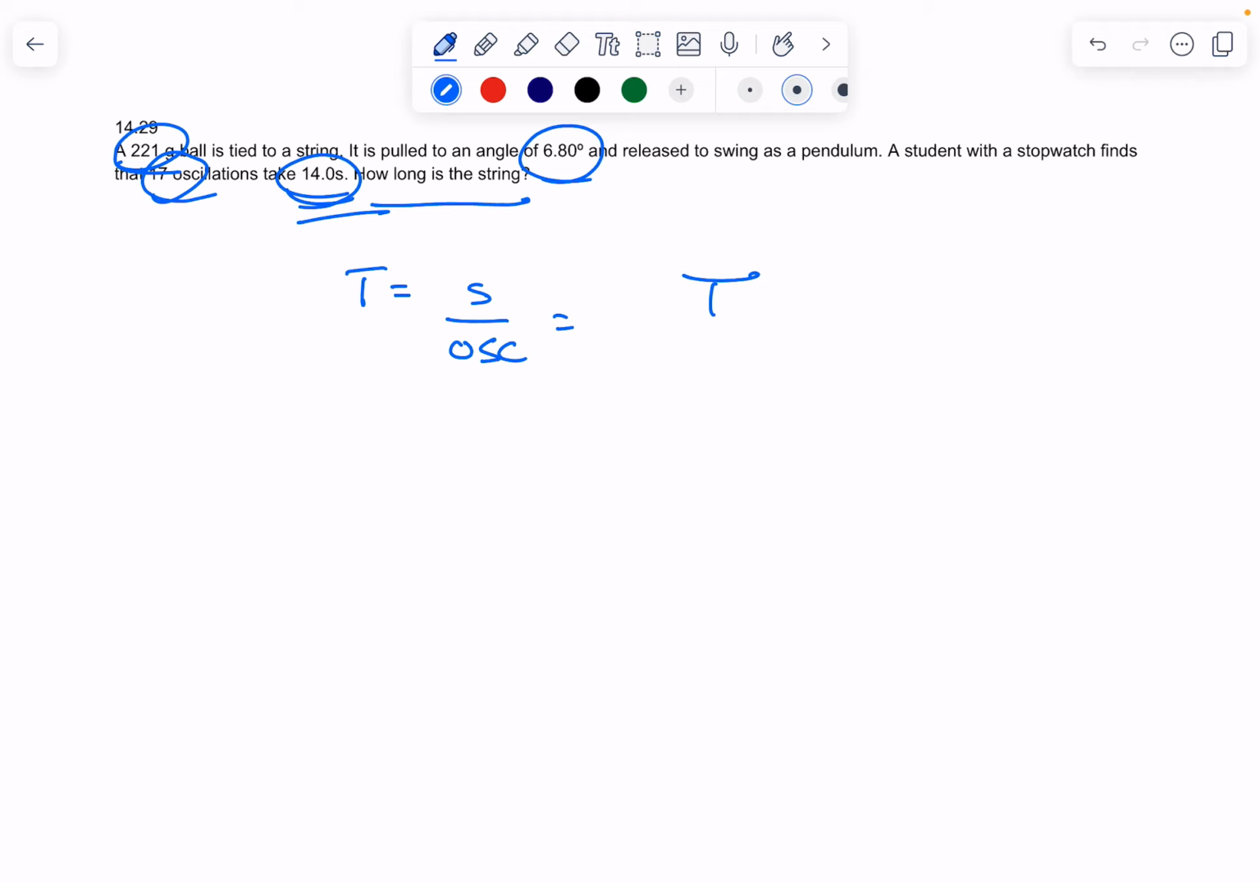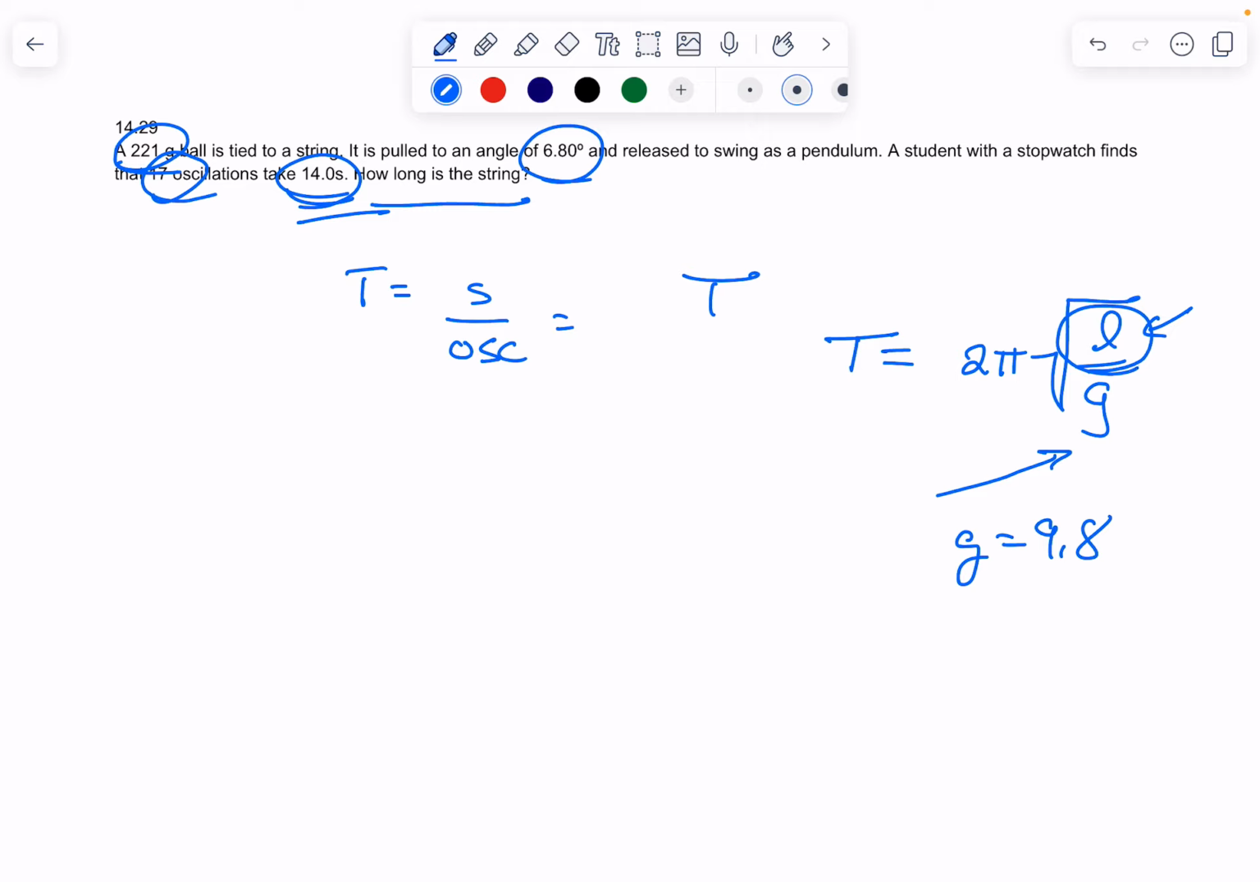So if you look at your equation sheet that has the list of all the equations, the key equation is T, the period, is equal to 2 pi, the square root of L over G. You're solving for L. Now don't forget G stands for the acceleration of gravity. You're on the Earth, so G is 9.8. So you're solving for L. Once you solve for T, you can find L.